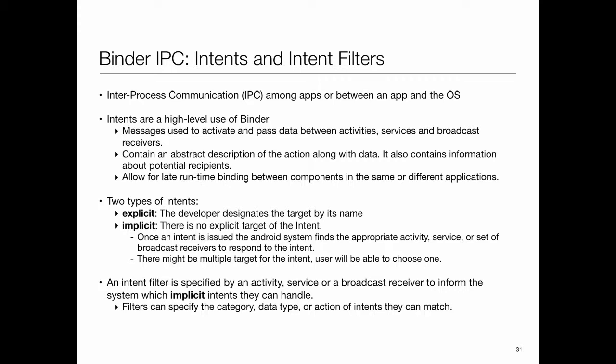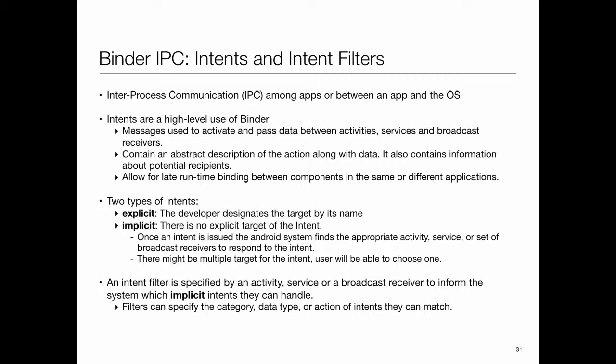And it can be either explicit or implicit. Explicit means you specify what the target is, what the other activity or other service or other component is that will receive the data you are sending. But you can also make it implicit. Implicit means you don't give the exact name of the other component, but you give some attribute of it. Let me give you a good example for that.